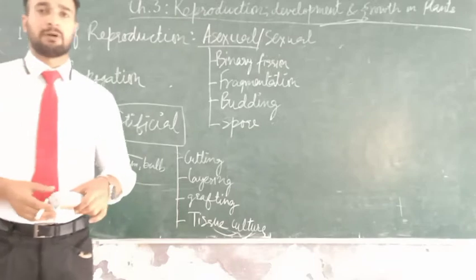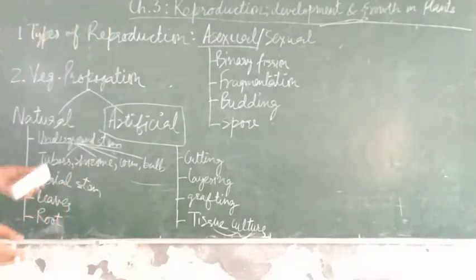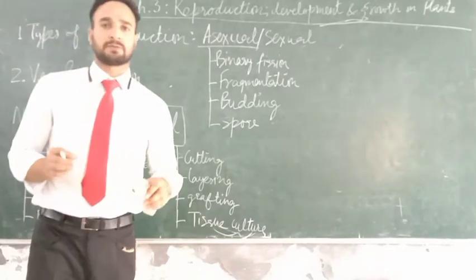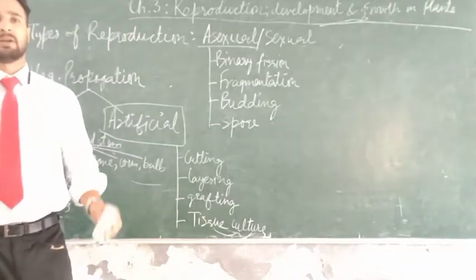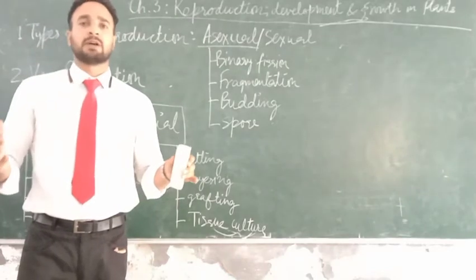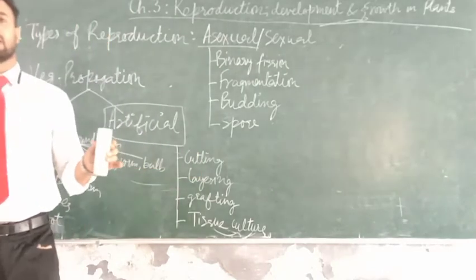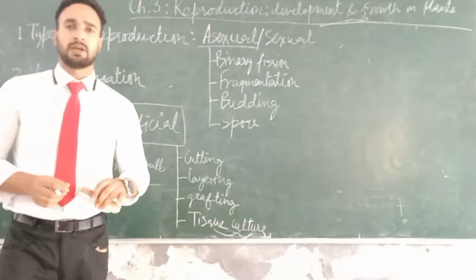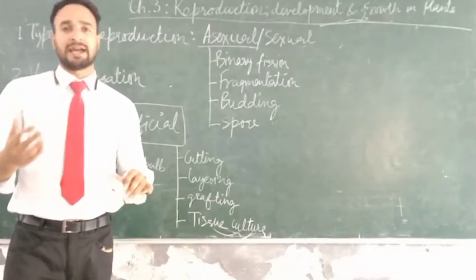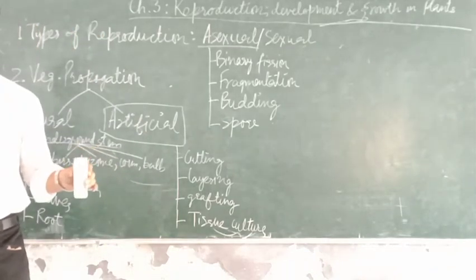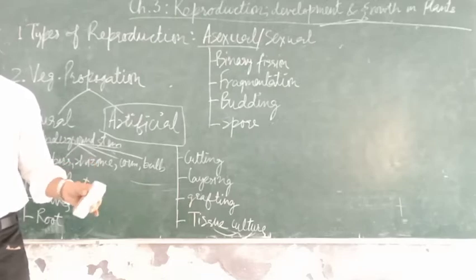Okay, so let's start with today's lecture, that is types of reproduction. First, we should try to define the term reproduction. Reproduction is the fusion of the male and the female gametes in order to produce new offspring. So reproduction is an act by which living organisms continue their progeny, producing young ones of their own kind. All right.